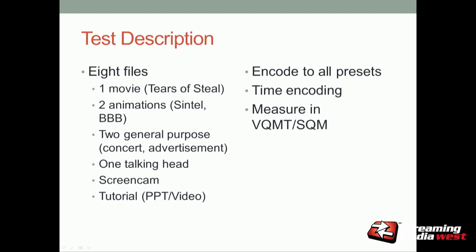So I looked at 8 files. Tears of Steel is the movie file. That's 24 frames per second content. Two different animations. Two general purpose videos that I had shot, one a concert, one a haunted house advertisement. One talking head to see how videos differed if you had really low motion content. And then a screen cam video, because I encode lots of screen cams and I have clients who encode lots of screen cams. And then a tutorial video, which essentially is a PowerPoint and video. Then I encoded all the presets, measured how long it took to encode, and then measured in VQM and SQM. So here's what I found.